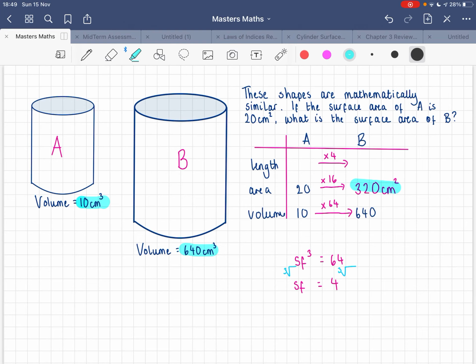Okay, so it's a similar thing again, working out the scale factor that you've got and then rooting it, either square rooting it or cube rooting it, depending on whether it's area or volume, to work out what the basic scale factor was, and then either squaring it or cubing it to work out the missing piece of information. In this case, it was the missing area of B.